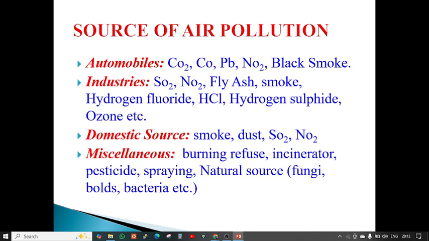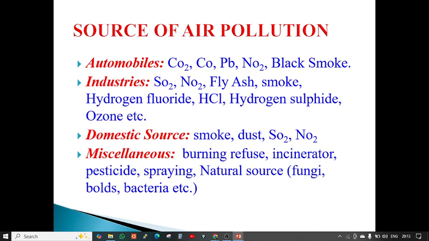Another thing is domestic sources. Domestic sources means in our household also we are creating various kinds of smoke and various kinds of gas pollutants, like smoke, dust, SO2, NO2, all these things. And miscellaneous sources, that means burning residue, insulators, pesticide spraying, natural spores, fungi. Obviously, there are natural air pollutions as well as artificial air pollutions.